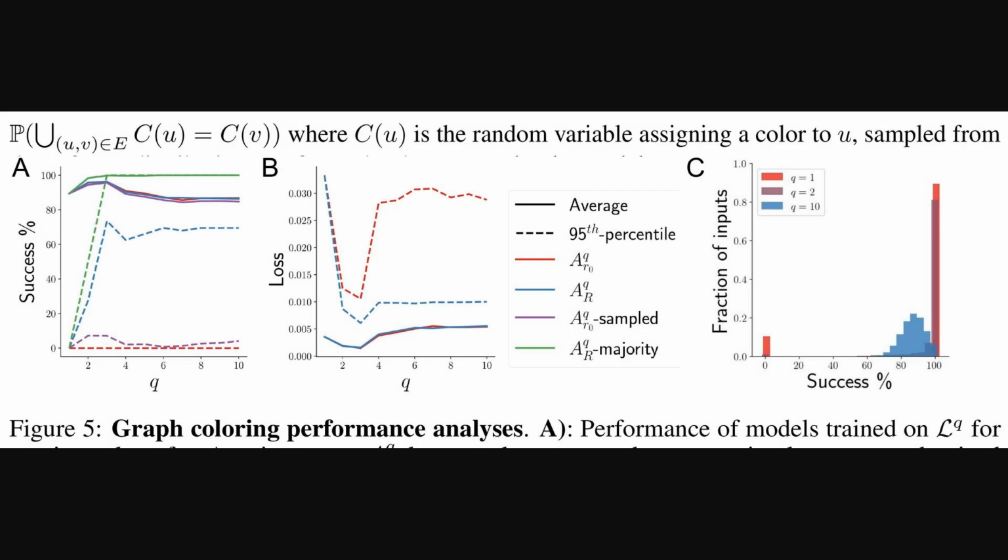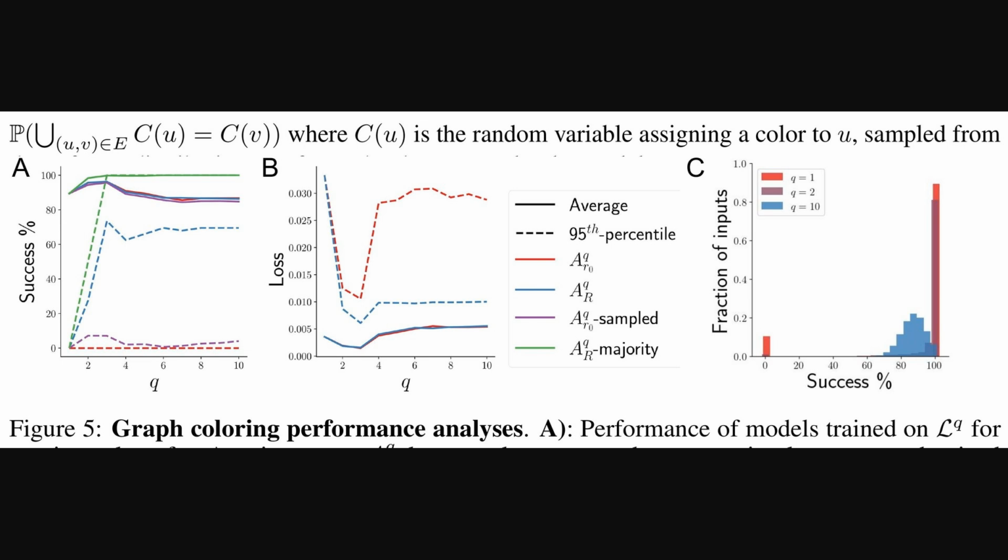Okay, so now let's look at how this pans out for the graph coloring task we talked about earlier. These plots here really break down the performance. Part A shows success percentage against that Q value from their LQ objective. You can see the green line, representing their model using majority voting, where it takes multiple tries with different seeds and picks the most common answer, achieves near perfect success.